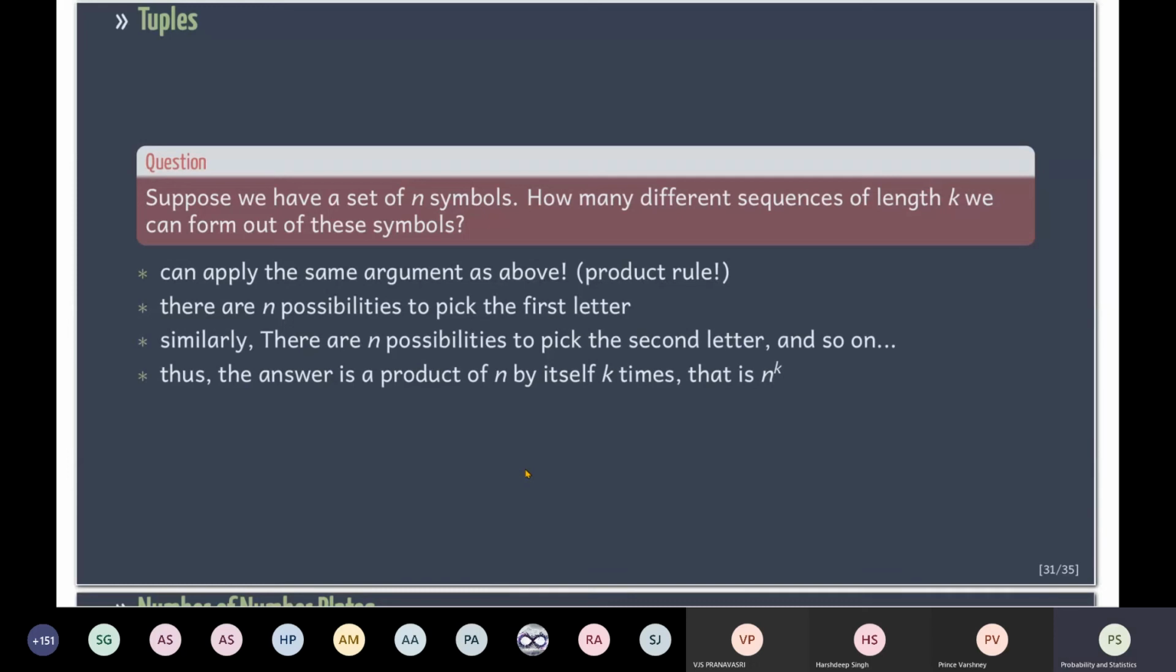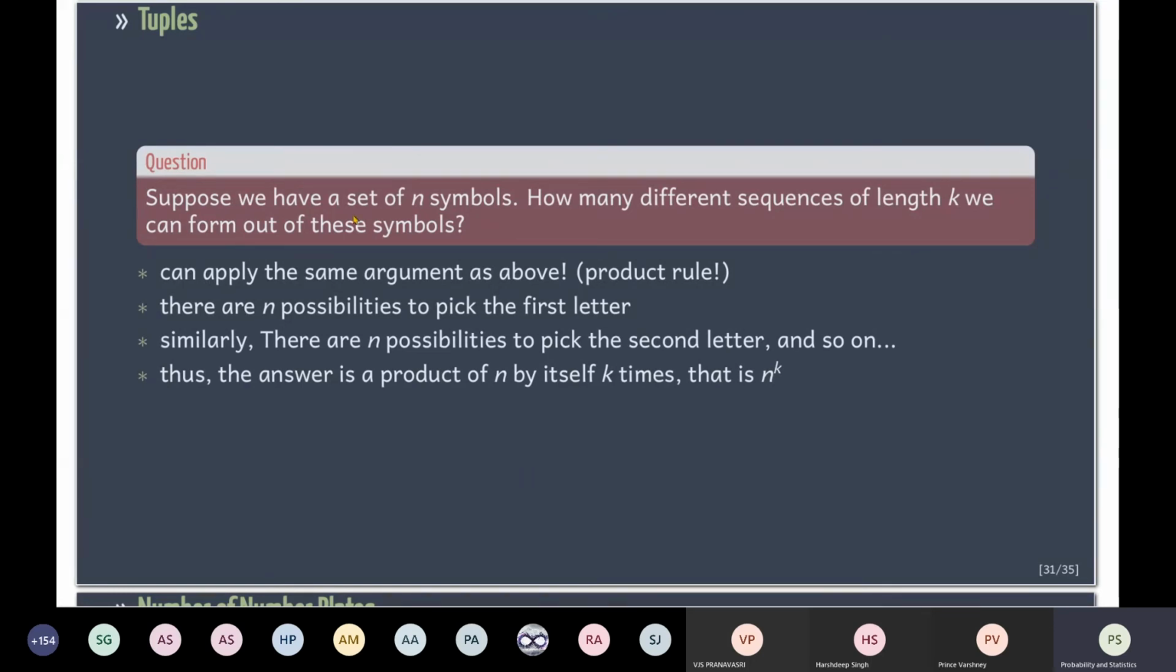We can continue from here, and I hope you can hear me. I could not complete a few slides last time, so I will continue from there. Okay, so we were discussing tuples.